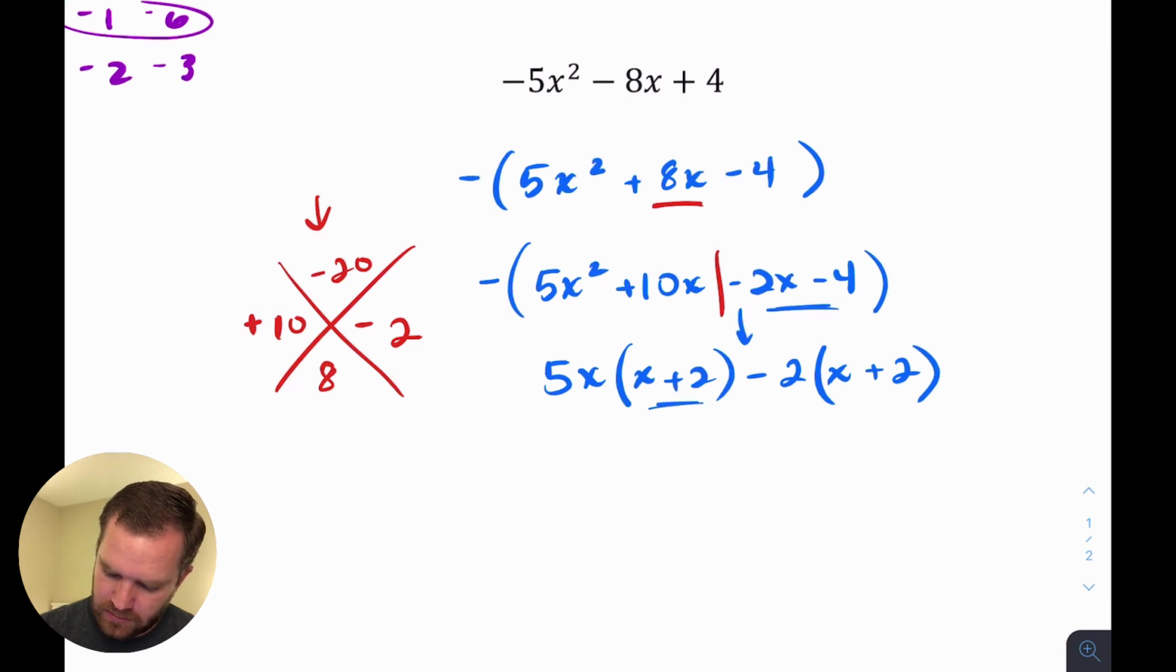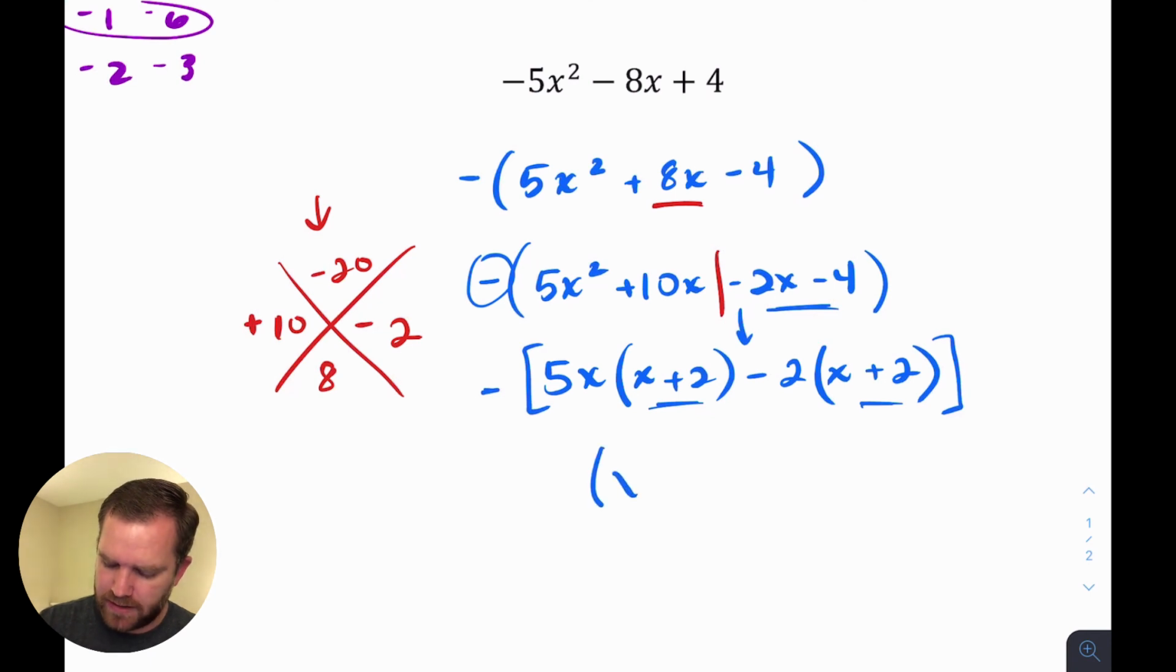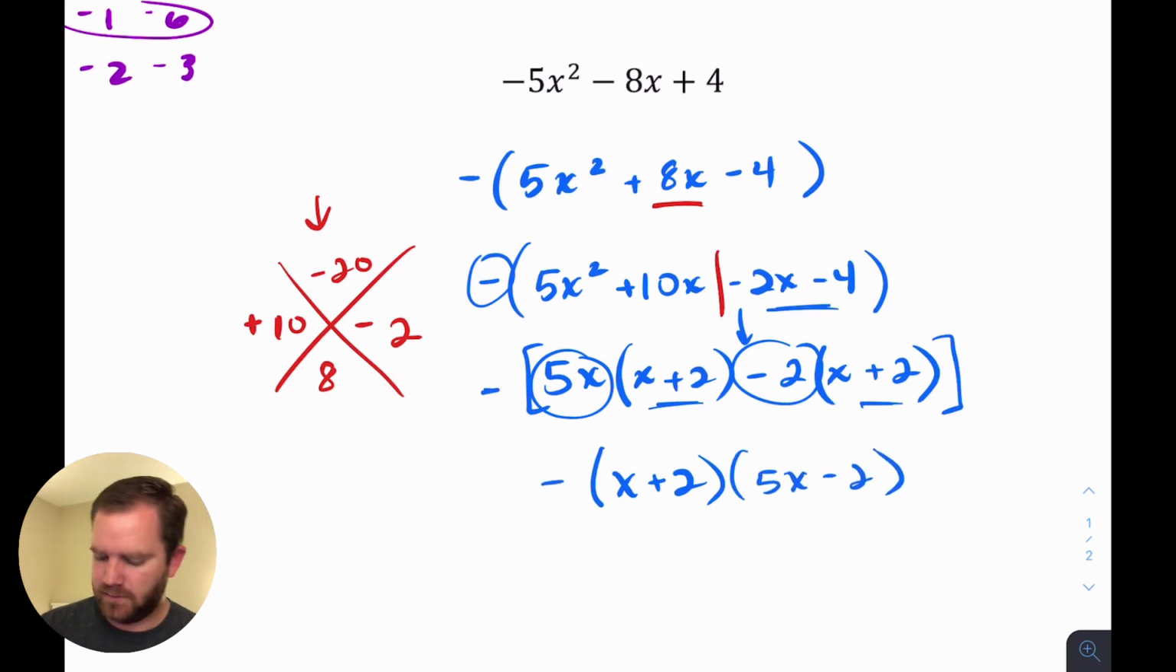So you see that these two are the same. Now, we can't forget about this negative here. So really, on the outside of all of this, we have a negative. Now, with those x plus 2's being the same, that's our first group. And then what we had on the outside is our next group. And this negative stays on the outside. So that would be how you would approach a problem like this.